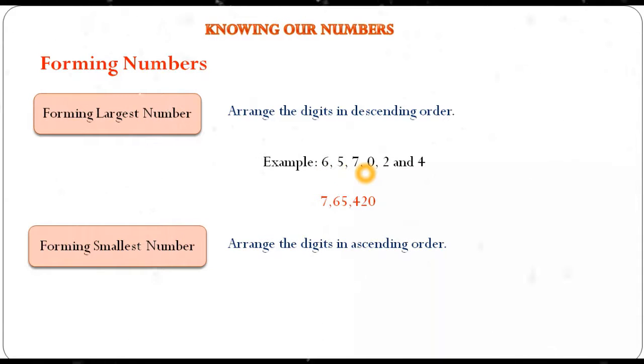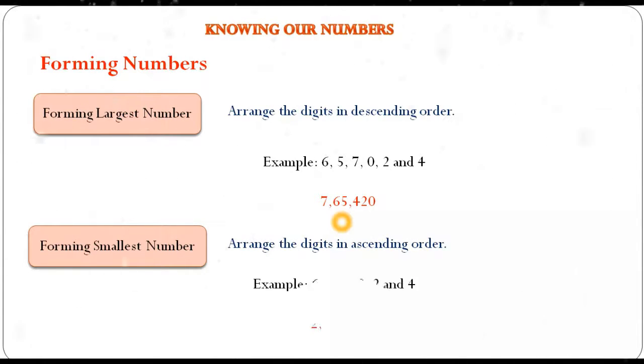6, 5, 7, 0, 2, and 4, these are some of the digits given here. You just have to form the largest number. So see, for making the largest number, you just write the digits in descending order. That means the larger digit comes first. Now, which is the largest digit here? That is 7. So write 7 first. Then it's 6, I'm writing 6. Then it's 5, I'm writing 5. Then it's 4, I'm writing 4. Then it's 2, I'm writing 2. And then it's 0, I'm writing 0. So see, 7, 6, 5, 4, 2, 0. We are writing the number from the largest digit to the smallest digit, that is in descending order. And we get the largest number here.